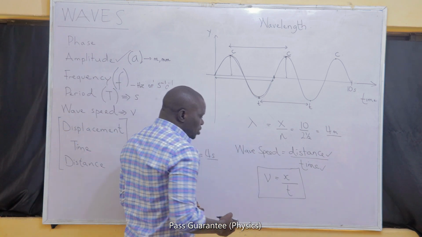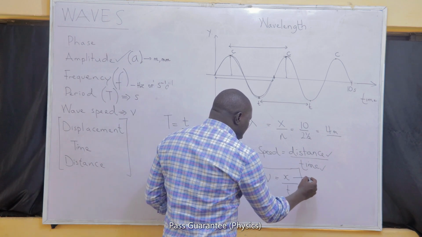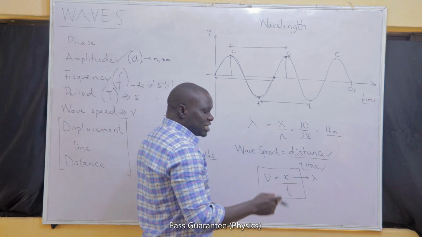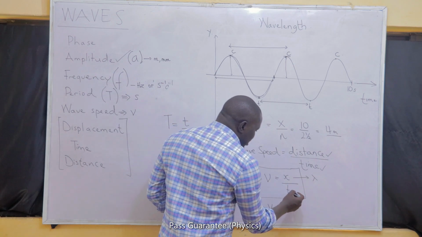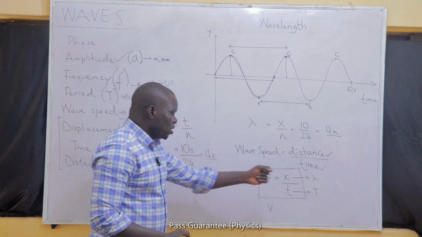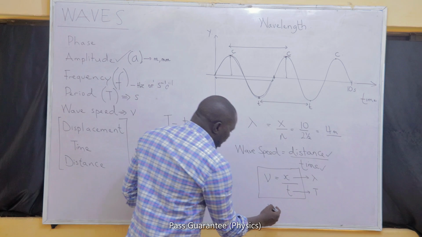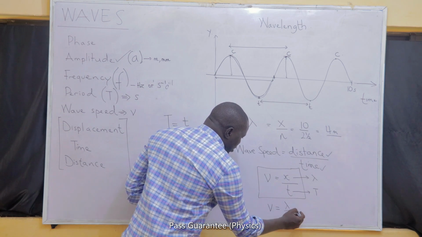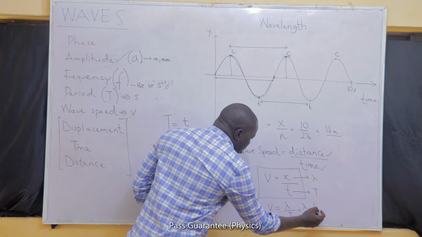If we are talking about a cycle, I hope you know that for a cycle, the distance becomes the wavelength, because the wavelength is the distance traveled by the wave in one cycle. In that case, the time becomes the period, because the period is the time taken by the wave to travel one cycle. Therefore, I can re-express my speed as wavelength all over the period. I can now also say that this is wavelength times 1 all over t.